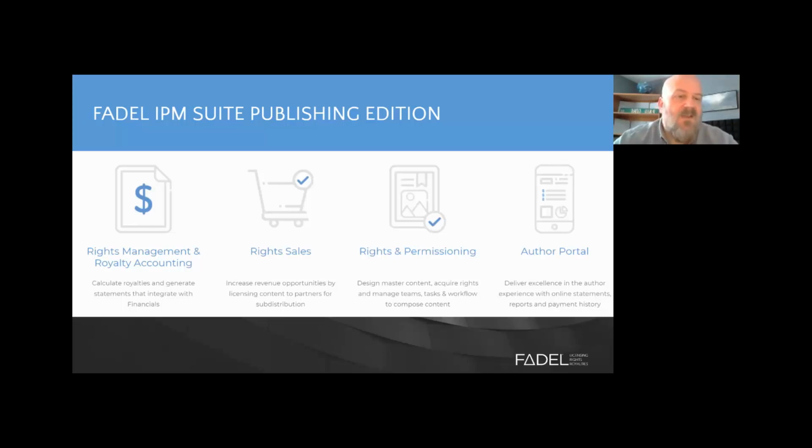And finally, tying it all together from the author perspective is that the FADEL platforms include an author portal. Now this portal is going through a major revamp at this point to a multi-tenant platform that will provide a full suite of access and transparency into the royalty statements that are produced by the platforms.